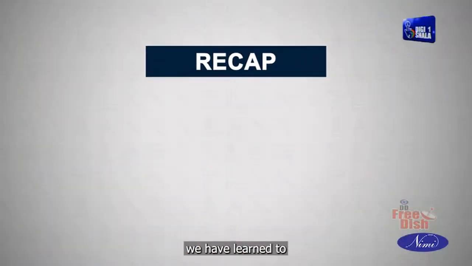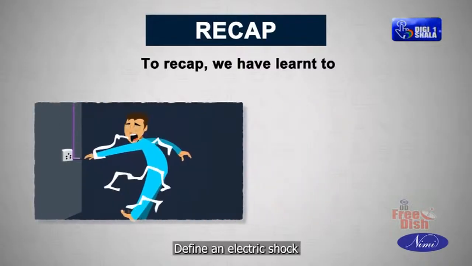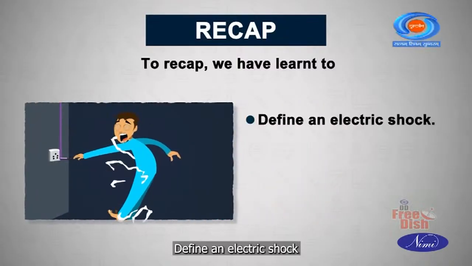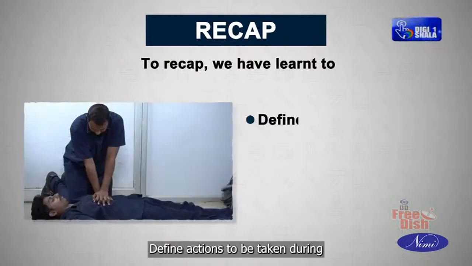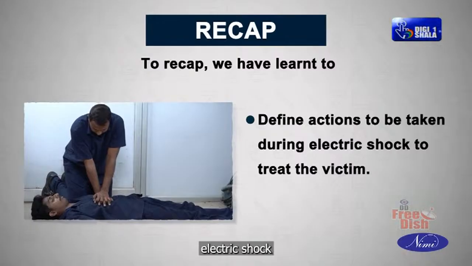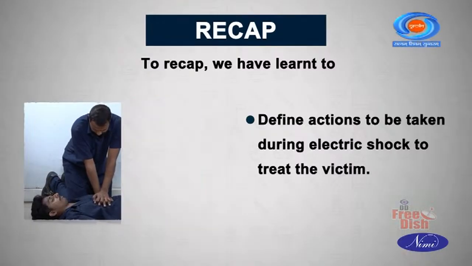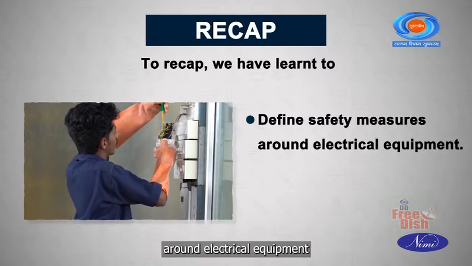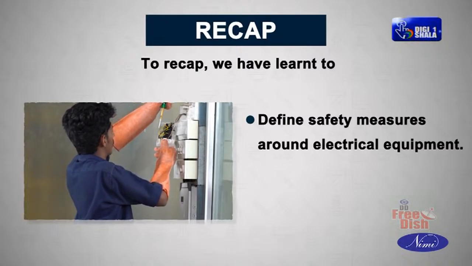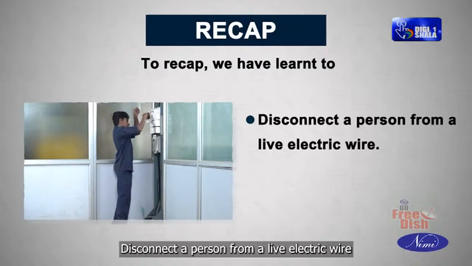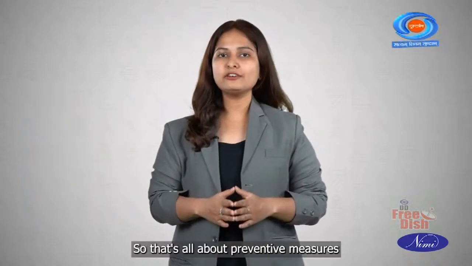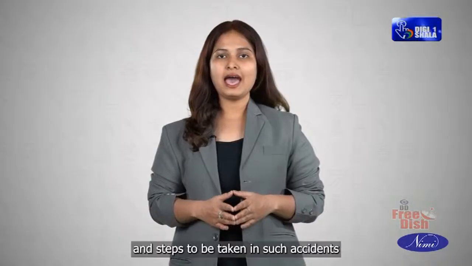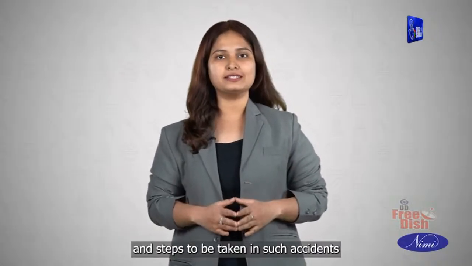To recap, we have learned to define an electric shock, define the effects of electric shock, define actions to be taken during electric shock to treat the victim, define safety measures around electrical equipment, and disconnect a person from a live electric wire. So that's all about preventive measures for electrical accidents and steps to be taken in such accidents. See you in the next session.